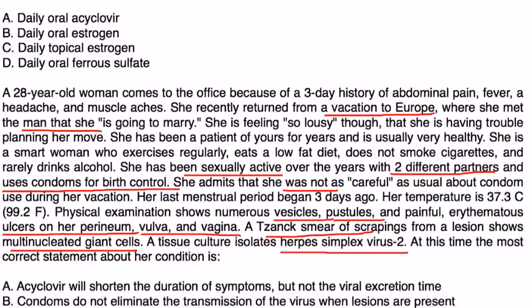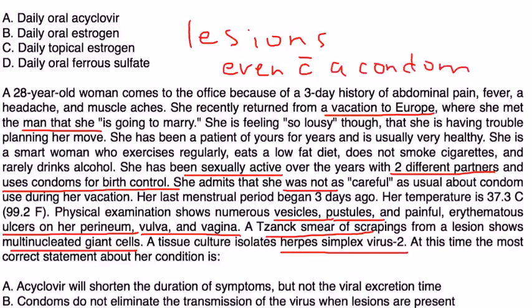At this time, the most appropriate correct statement is, well, you've only got 2 to choose from here. Condoms do not eliminate the transmission of the virus when lesions are present. That is actually the correct statement, because transmission by skin-to-skin contact can occur even when a condom is used, because if the lesions are present, there still can be contact from person to person, even with a condom. Even with a condom, you can have skin-to-skin contact of the lesions. So B is the correct answer.